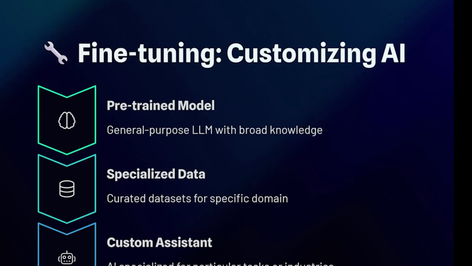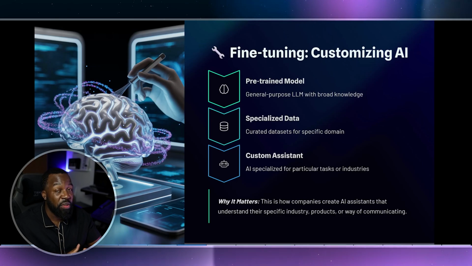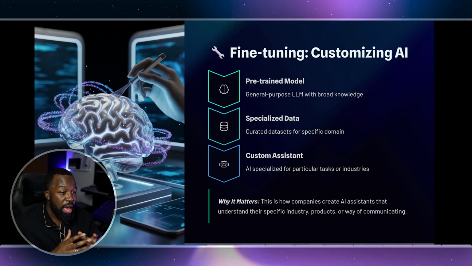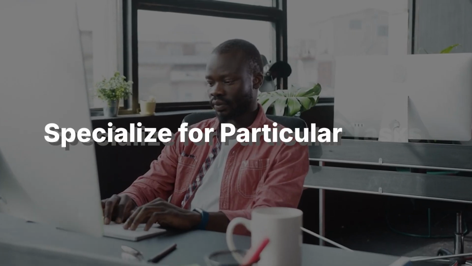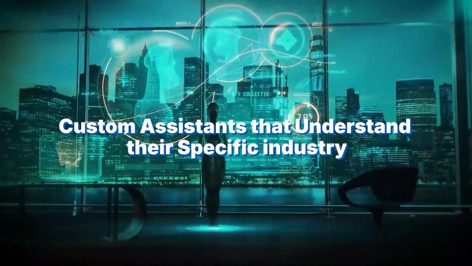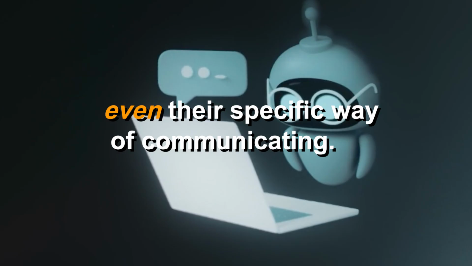This is when you take that general purpose LLM that has been built with broad knowledge, and then you start to feed it specialized data, giving it curated data sets that are specific to your domain or your niche, or whatever topic or skill set you want that LLM to specialize in. That's going to allow you to come up with your own custom assistant or custom AI agent that's going to specialize for particular tasks or particular industries based on the data that you fed it, in addition to its broad-based foundational set of knowledge. This is how companies are going to create their custom assistants that understand their specific industry, their specific products, or even their specific way of communicating.